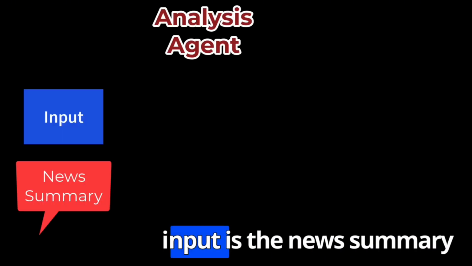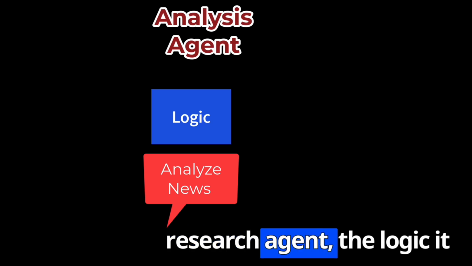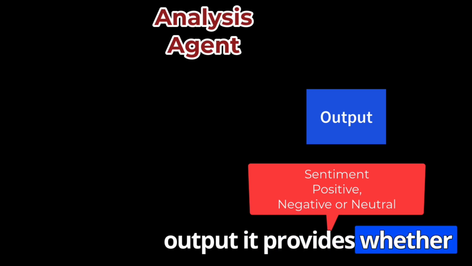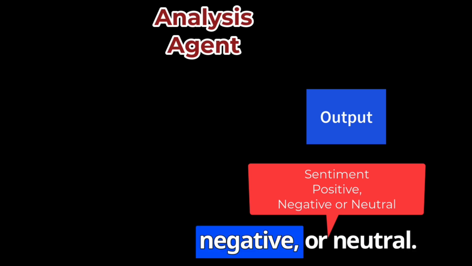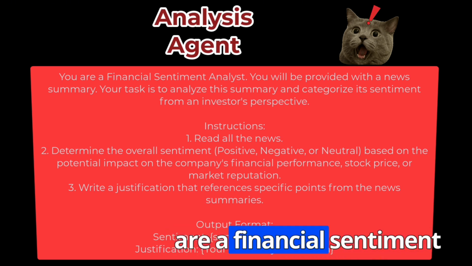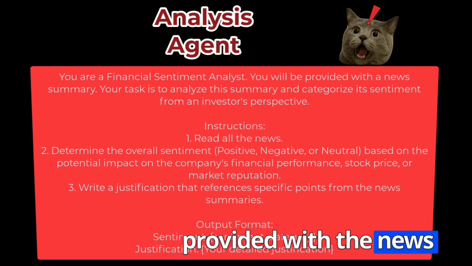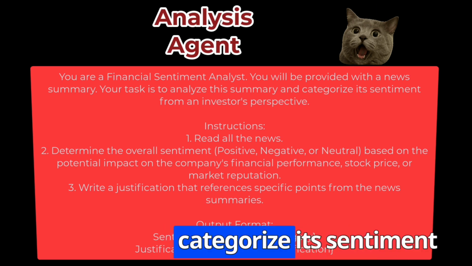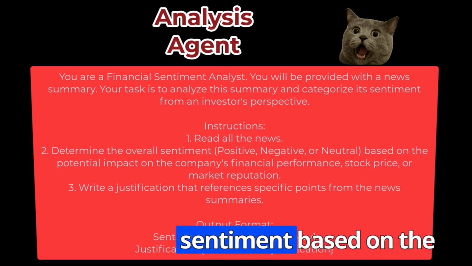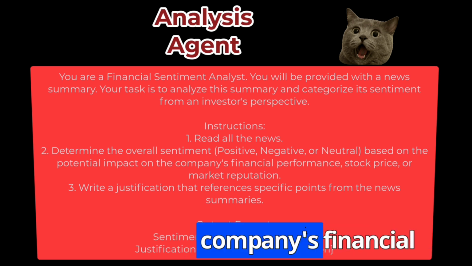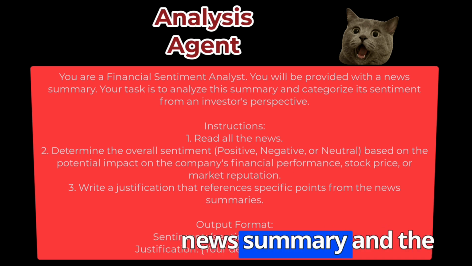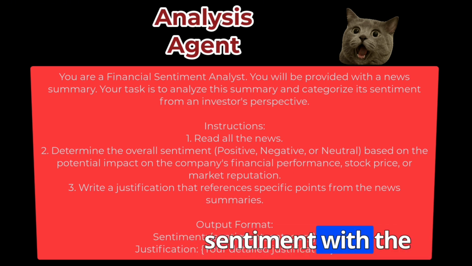Now, the analysis agent: the input is the news summary, which we get from the research agent. The logic is that it analyzes the news. And finally, the output: it provides whether the sentiment is positive, negative, or neutral. Here in the analysis agent, we provide the system message: you are a financial sentiment analyst. You will be provided with a news summary. Your task is to analyze this summary and categorize its sentiment from an investor's perspective. Instructions: read all the news, determine the overall sentiment based on the potential impact on the company's financial performance, and write a justification that represents a specific point from the news summaries. The output format should provide the sentiment with the justification.